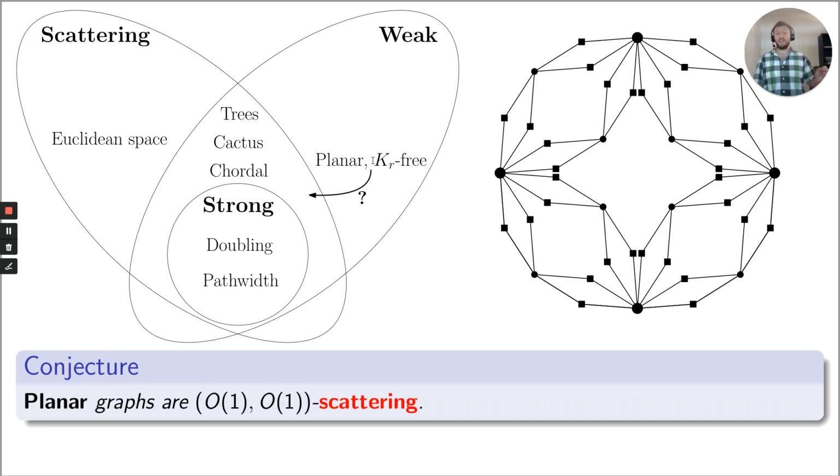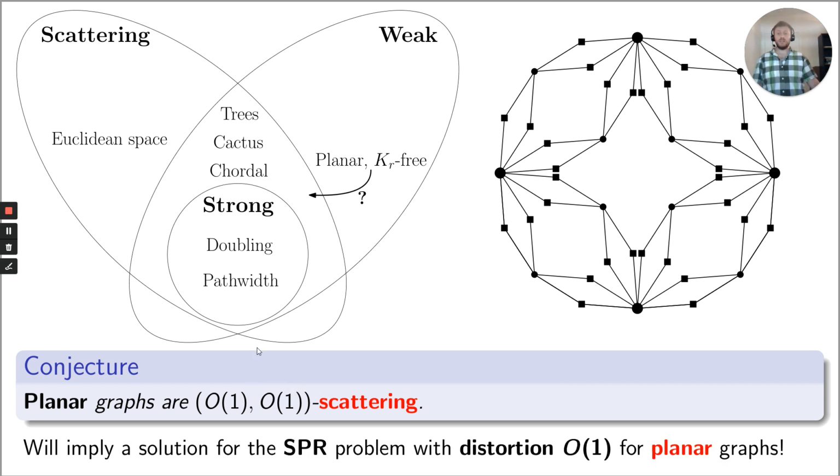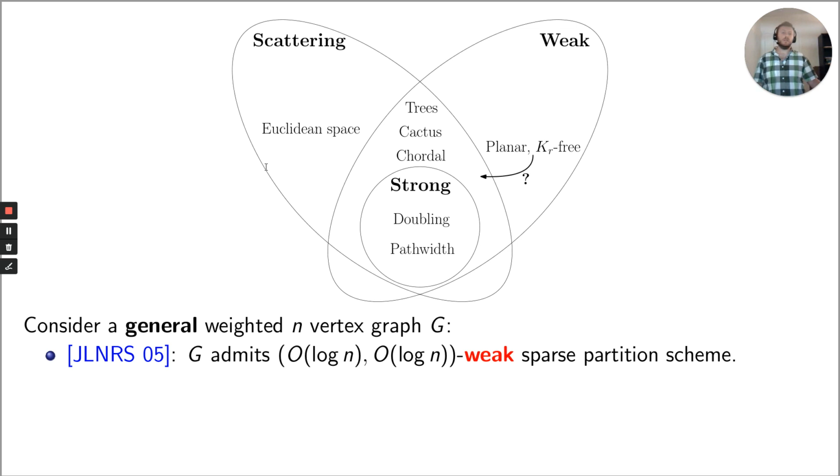For example, for planar graphs, I believe that you can construct scattering partitions with constant parameter. And note that this will imply a constant distortion solution to the standard approach removal problem on planar graphs, which is a major open question. Okay, so we'll leave it as a conjecture. And the final family we need to discuss, of course, is that of general graphs.